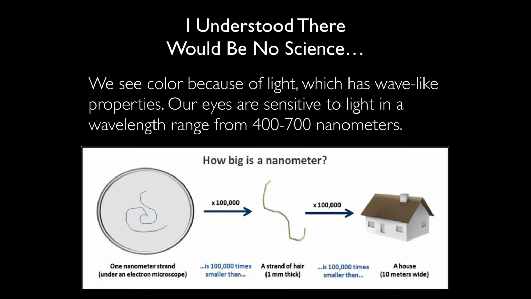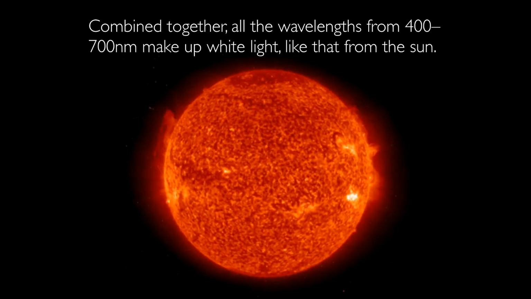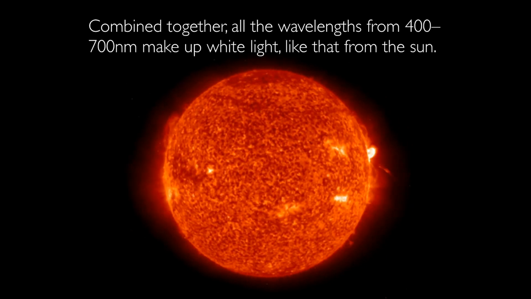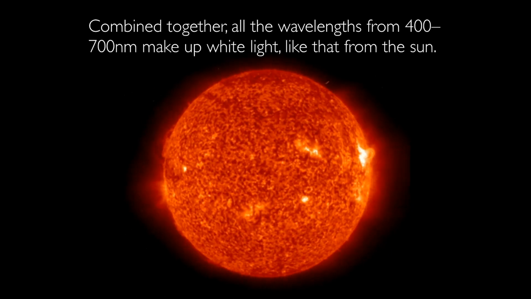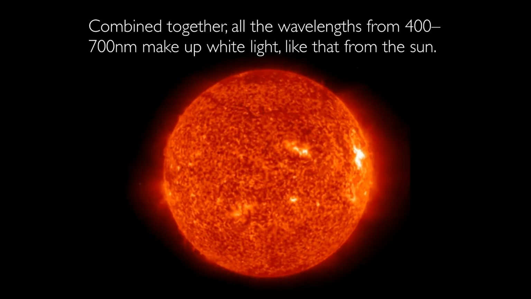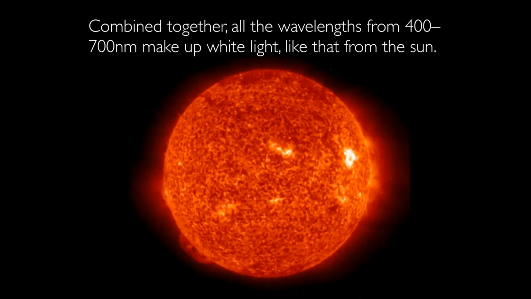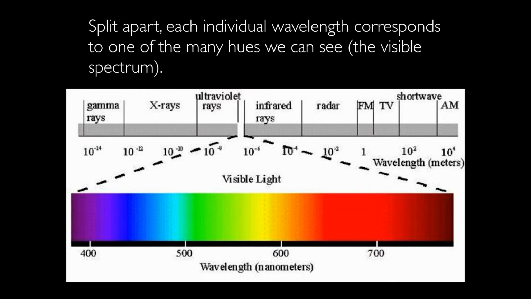If you look at the graphic here, you see that a nanometer is actually 100,000 times smaller than a strand of hair. When you combine all the wavelengths that we as human beings can see, everything from 400 to 700 nanometers, this makes up white light, like the light that falls from the sun. But if you split that light apart, split the white light into individual wavelengths, each one of those wavelengths corresponds to one of the many hues that we can see. We call this the visible spectrum.